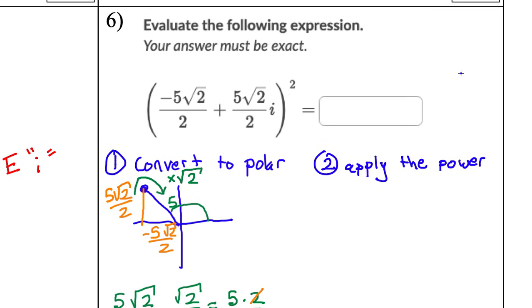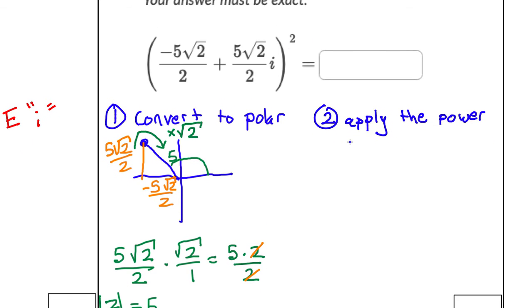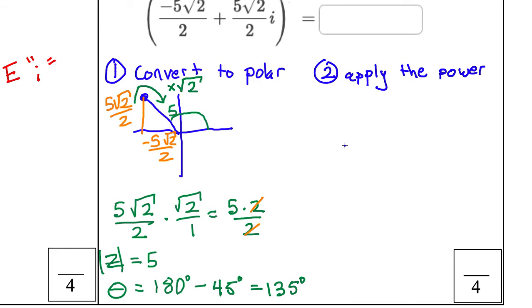It depends. I didn't really state in the question whether or not you need to answer in rectangular form or polar form. So technically you can just leave it in polar form after step 2. But I'm going to do step 3 as well, just in case that is on the final.